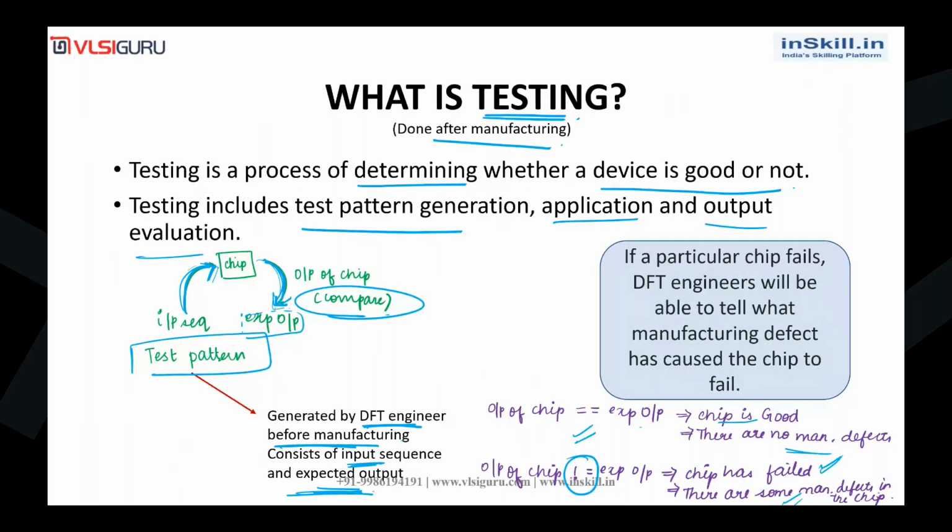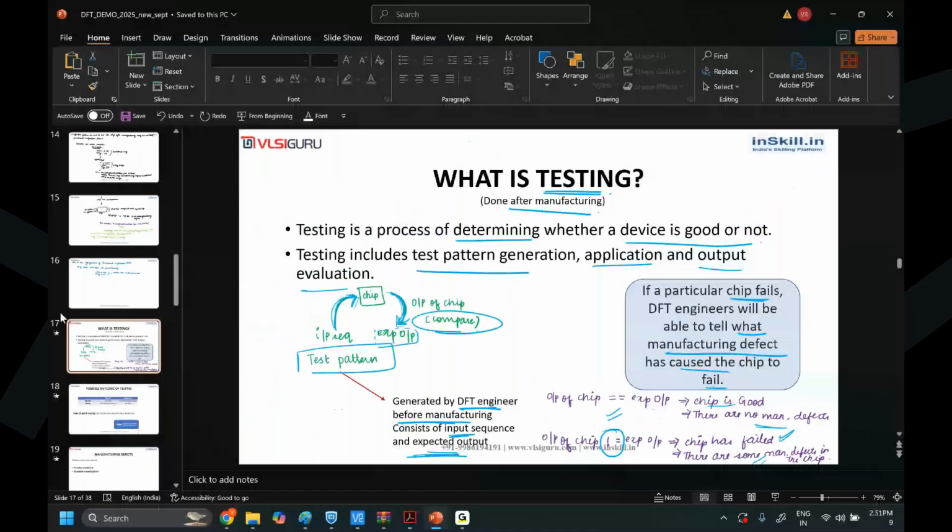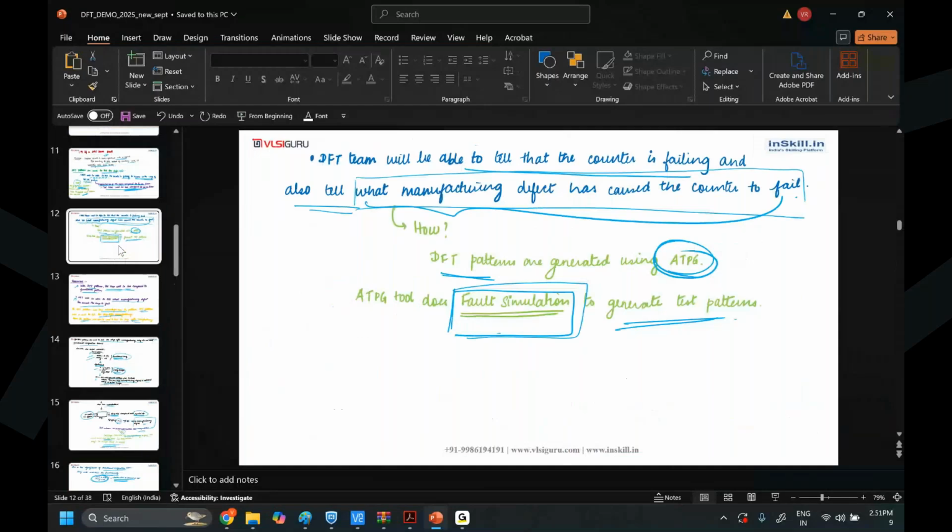Okay. So if a particular chip fails, DFT engineers will be able to tell what manufacturing defect has caused the chip to fail. Why? Because, as I had given an overview in the previous slide, DFT patterns are generated using ATPG. An ATPG tool does a process called fault simulation in order to generate the test patterns. So that's why the DFT team will be able to tell what manufacturing defect has caused the chip to fail. Okay. We'll explore all these things in detail during the regular course. As of now, I'm just giving an overview.